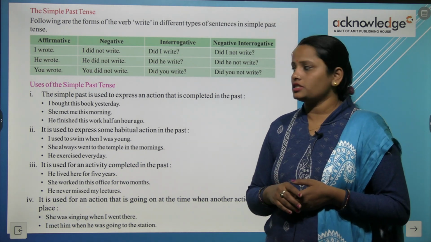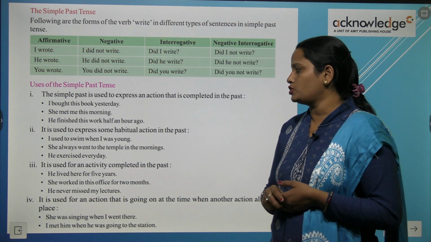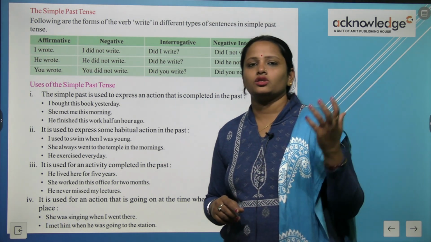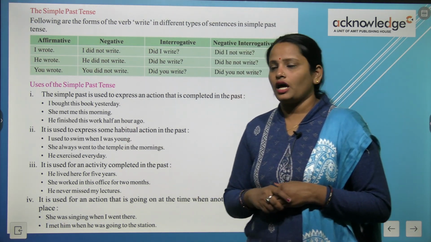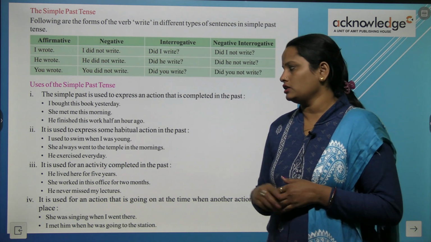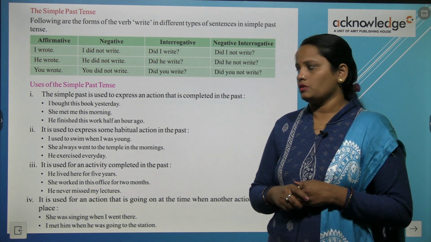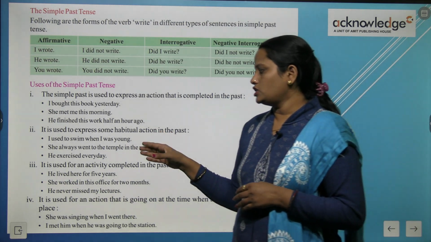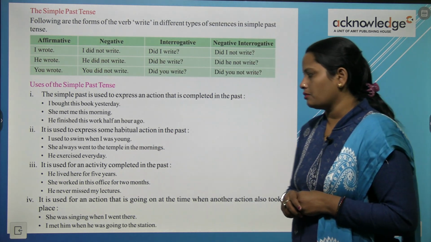Now the next point is it is used to express some habitual action in the past. So some habitual action that happened in the past. For example, I used to swim when I was young. She always went to the temple in the morning and he exercised every day. It is used for an activity completed in the past.